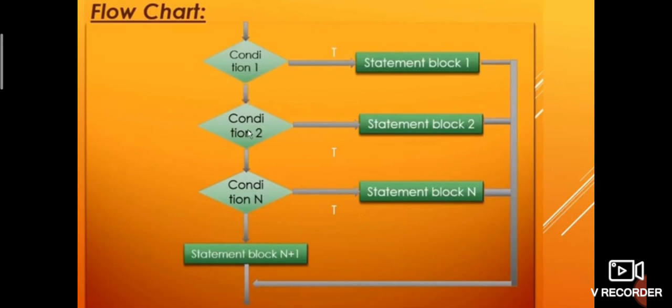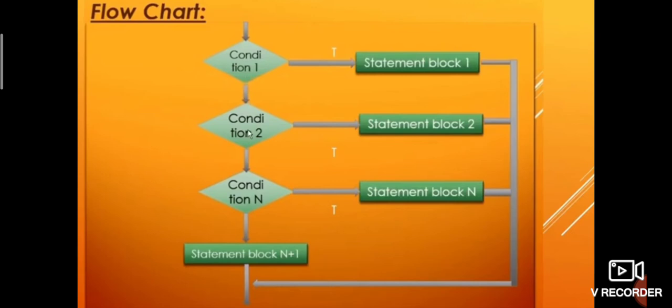Now we are going to discuss the flow chart. In this flow chart, first condition 1, the statement following 1 will be executed. If false, the control comes out with the break. See the figure, the control is actually coming out with the break. Condition 2 is checked, true, statement block 2, break, the control comes out. Condition n, statement block n, break, the control comes out.